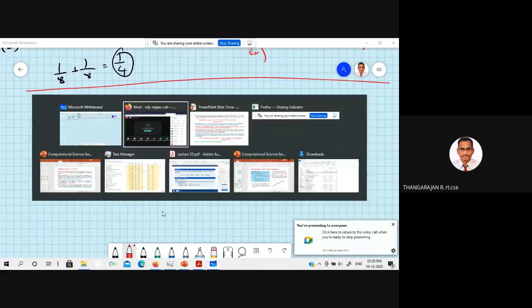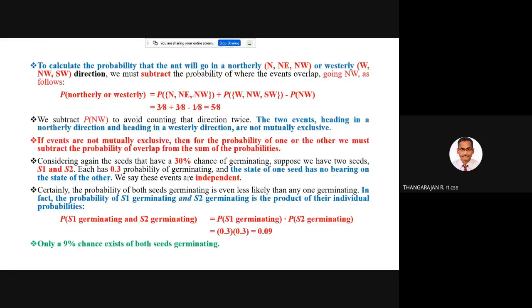Now, that's what I was mentioning here. So the same problem. Here you see the northwest is common, so you are accounting for that 2 times. You have to subtract that one. So there are 1 by 8 plus 1 by 8 plus 1 by 8, that is 3 by 8. Again here also 1 by 8, 1 by 8, 1 by 8, that's 3 by 8. Then you have to subtract one thing, that is 1 by 8. So that is the total probability of either moving northward or westward.